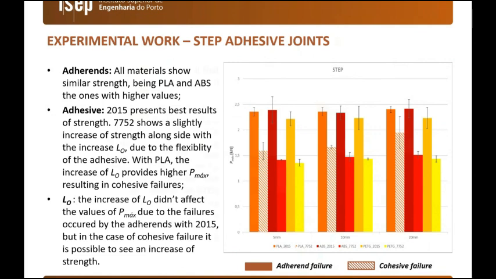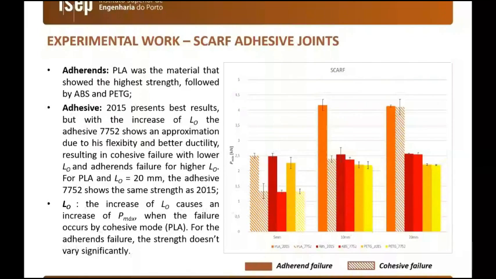Finally, for the scarf joint, we saw that in terms of adherence, the PLA was the material with the highest strength, followed by the other adherents, and between adhesives, the 2015 gave the best result. But as we saw with the single lap joint, by increasing the overlap length, the 7752 approximates the failure load due to its higher ductility. And finally, regarding the overlap length, we also have an increase of overall strength with this parameter in the cases where we have failure in the adhesive.